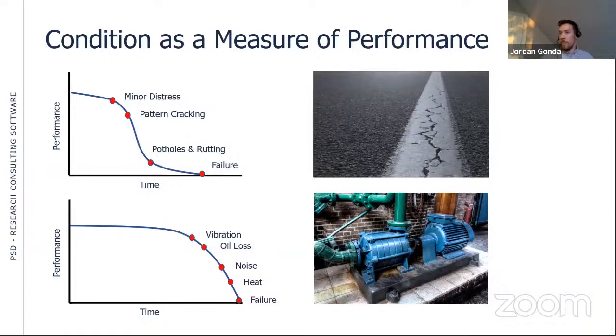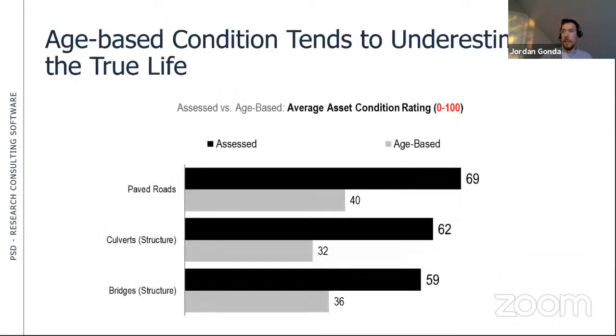Same thing for a pump. We might identify different things like oil loss, noise, heat, and that might give us a good sense of when that might fail. It's important here that we're able to not just rely on age, but to map these observations over time for good condition.